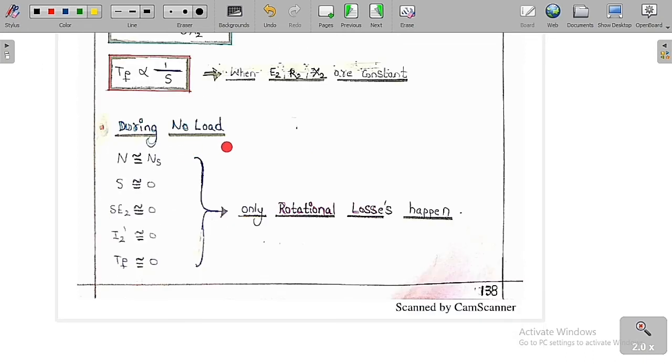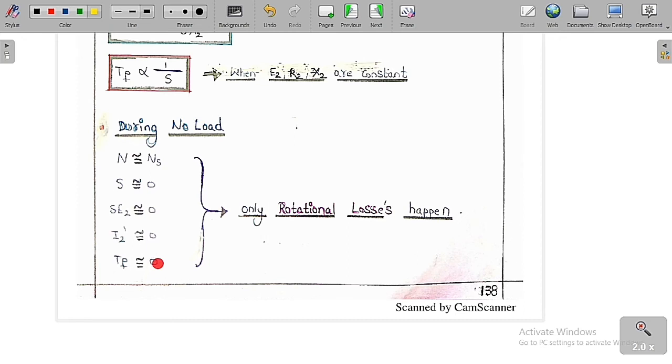So during no load condition, what is going to happen? Suppose you are not going to keep any load, then definitely the rotor speed is nearly equal to synchronous speed, then slip will be nearly equal to 0 because rotor speed is equal to Ns. Then what is the value of s into E2? As s itself is nearly equal to 0, s into E2 is nearly equal to 0. Then the current induced in the rotor is also nearly equal to 0. So what is the torque produced in the rotor? As s is nearly 0, torque is also nearly equal to 0 because in the stable region, torque is directly proportional to s.